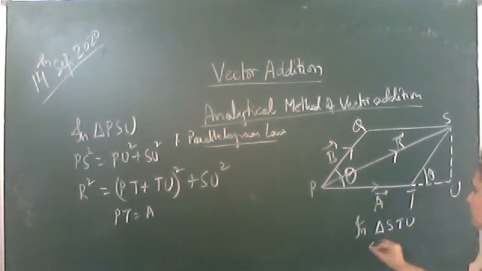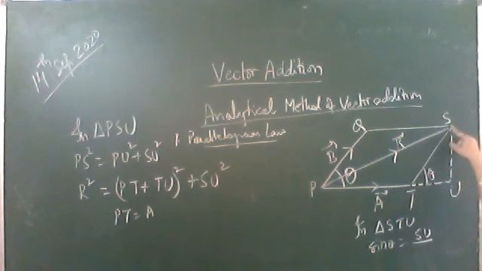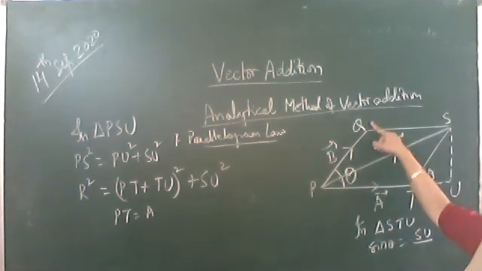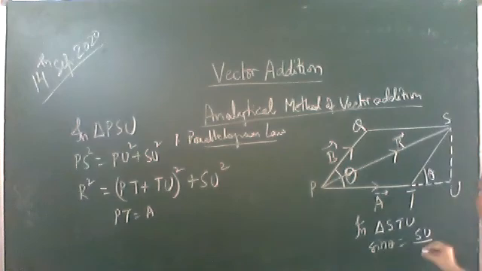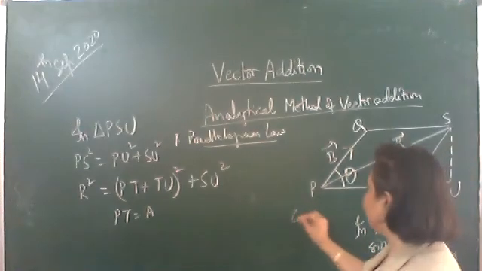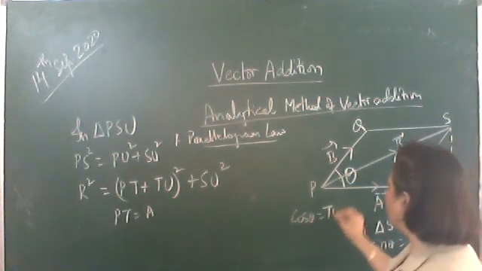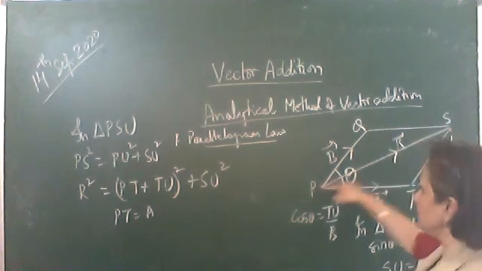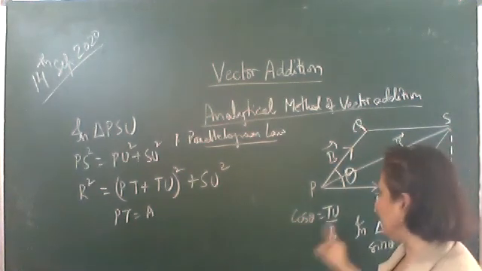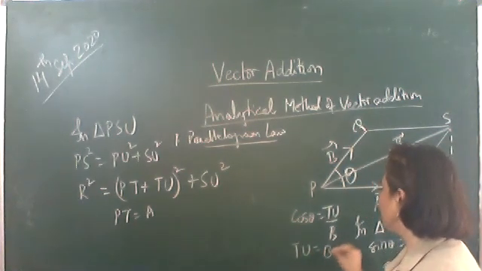Let's first find out sine theta. Sine theta is equal to perpendicular. Perpendicular is how much? SU upon hypotenuse. Hypotenuse is TS, and TS is equal to PQ, and the length of the line will be equal to B vector. Okay, magnitude of B. So SU is equal to B sine theta. The same way find out cos theta. Cos theta is base upon hypotenuse. TU upon hypotenuse, which is again TS, equal to the magnitude of B vector. That is TU is equal to B cos theta.